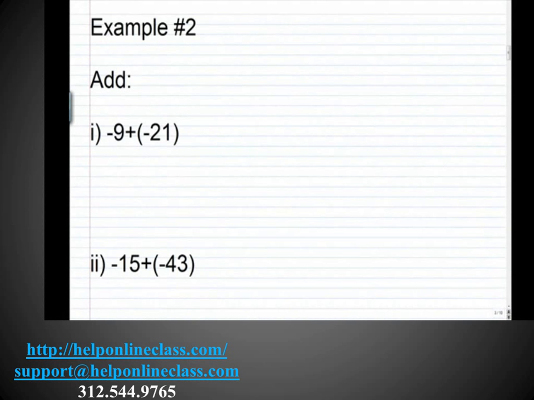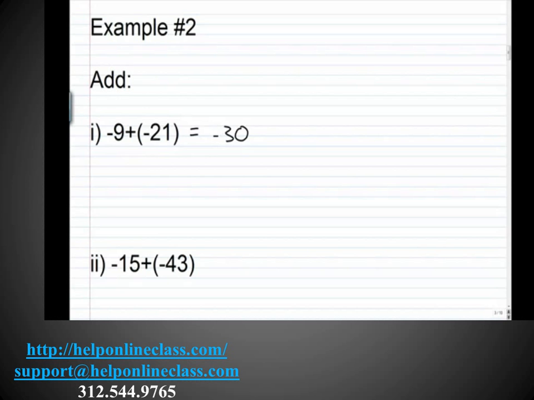For example 2, we're going to be doing the same thing. We want to add. And so for part 1, we have negative 9 plus negative 21. And again, we're just going to ignore the signs, so you just do 9 plus 21. Right, so that'll be 30. And then I'm going to attach the common sign to the answer. The common sign is negative, so we get negative 30.